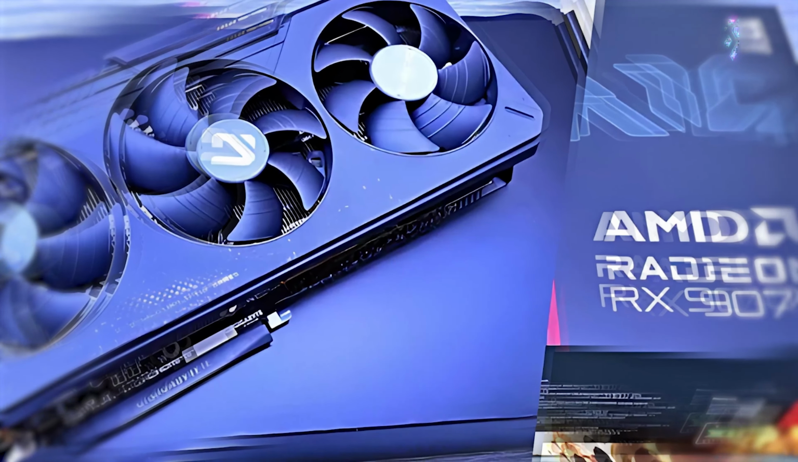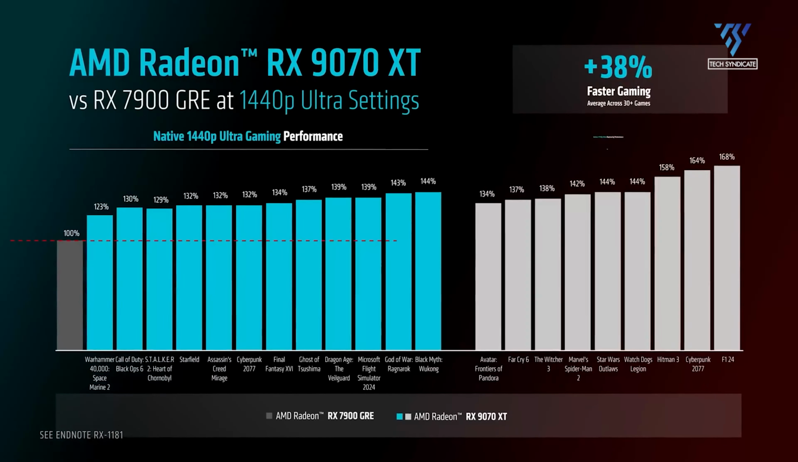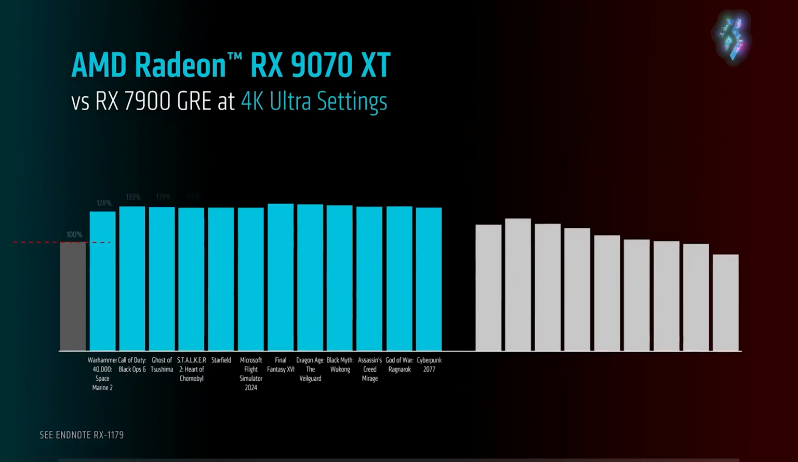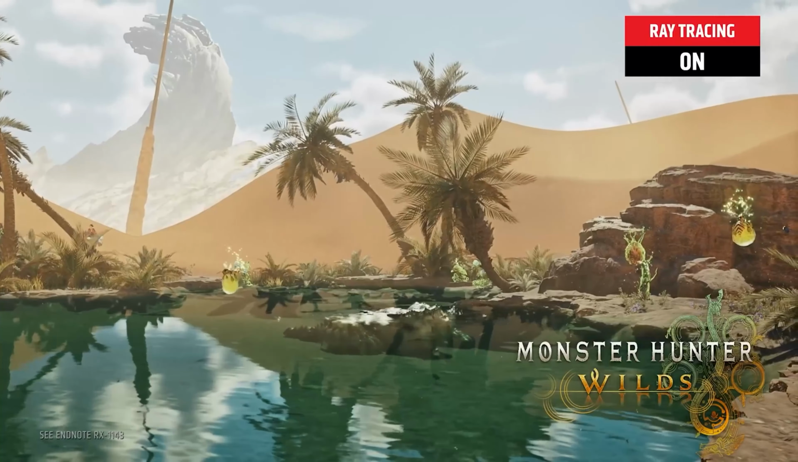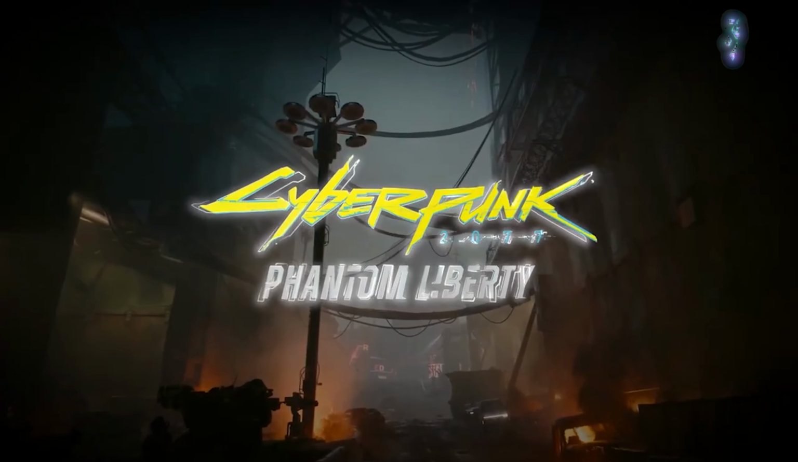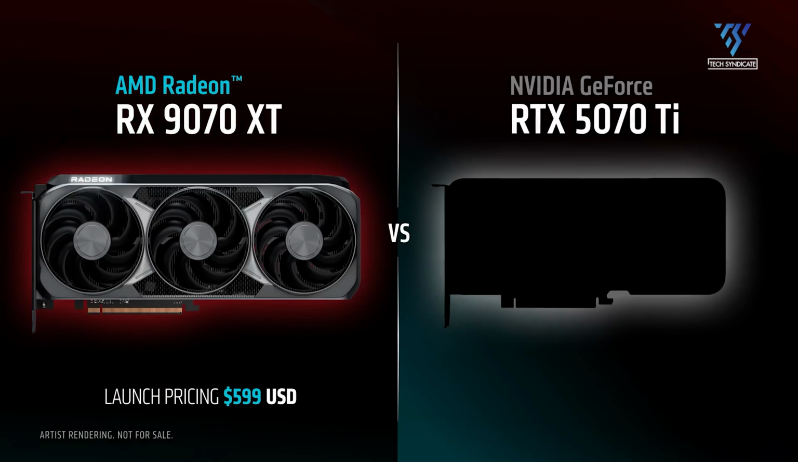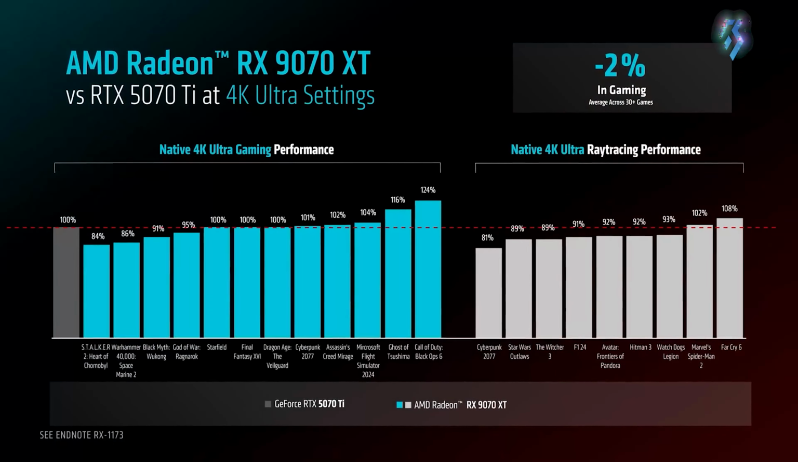AMD claims the RX 9070 XT delivers 38% higher performance than the previous RX 7900 GRE at 1440p and 42% higher at 4K across 30+ games. Ray tracing performance shows a 66% improvement in titles like Cyberpunk 2077 at 4K. Compared directly to the RTX 5070 Ti, AMD states their card performs just 2% behind NVIDIA's offering.